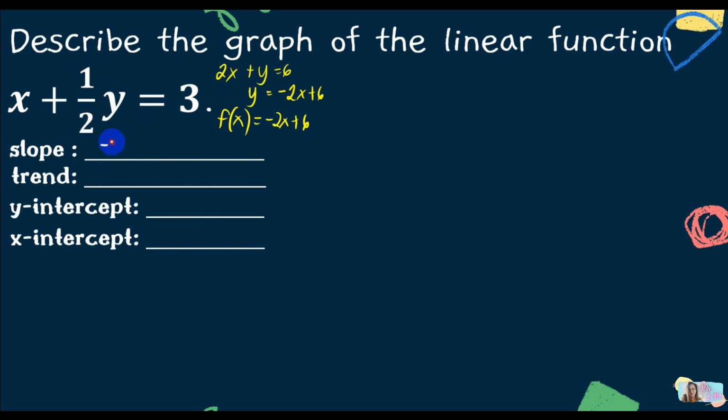We have negative 2. Or, we can write it as negative 2 over 1. The trend, since negative po yung slope, we all know na ito po ay downward from left to right. And then, y-intercept po ay ang positive 6. Then, for the x-intercept naman po, again, we can use the original equation. We let y is equals to 0, matitira lang po ay x, and x is equals to positive 3.